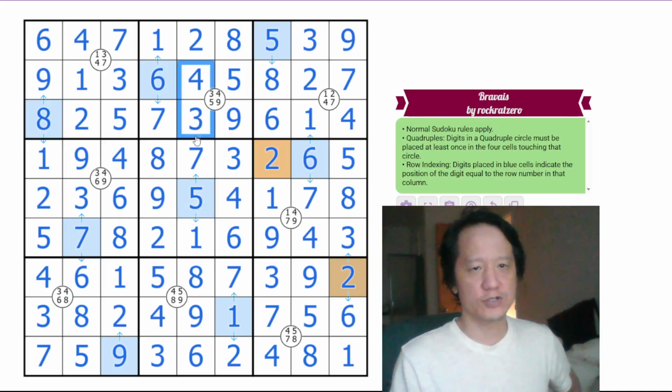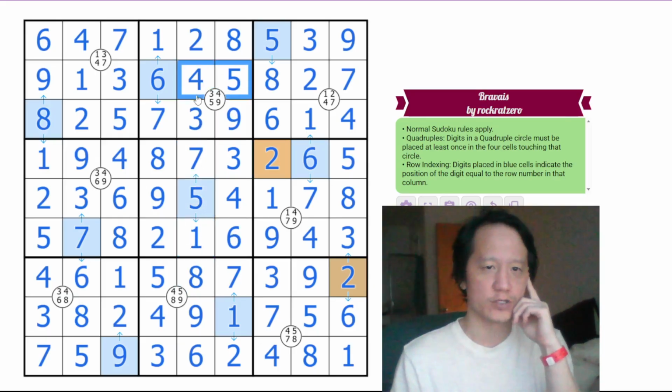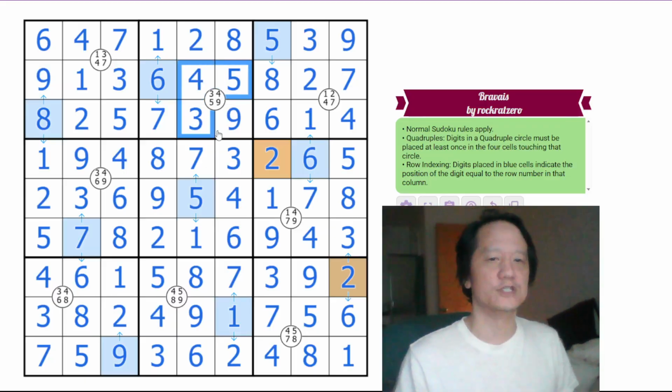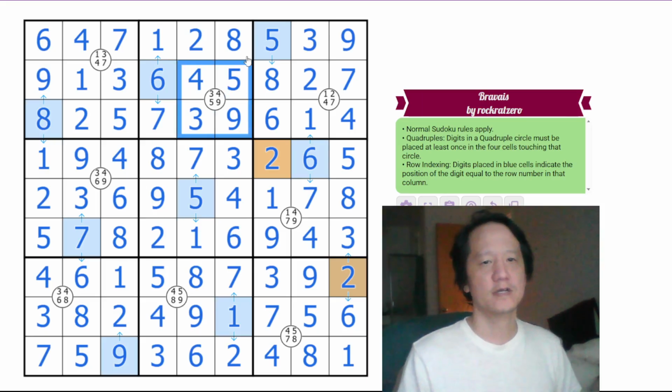Yep, pretty straightforward. The quadruples definitely are very restrictive here. They don't necessarily have to have 4 digits in them, but because we knew they had 4 digits, those 4 digits had to be in the surrounding cells. So the rest of the cells could not contain those digits.